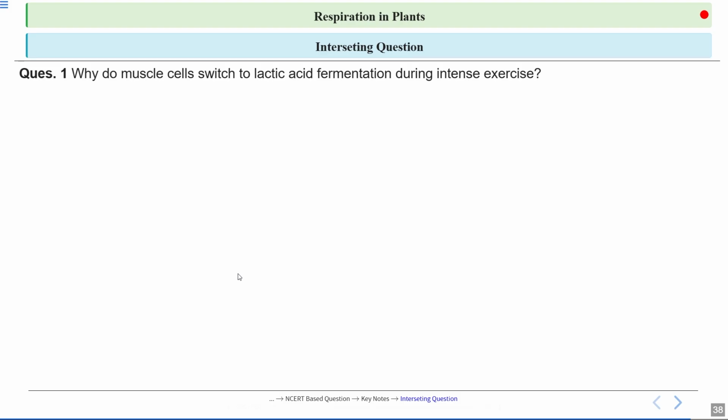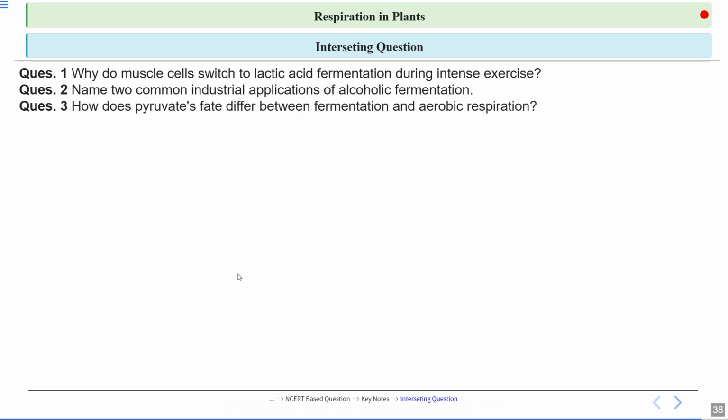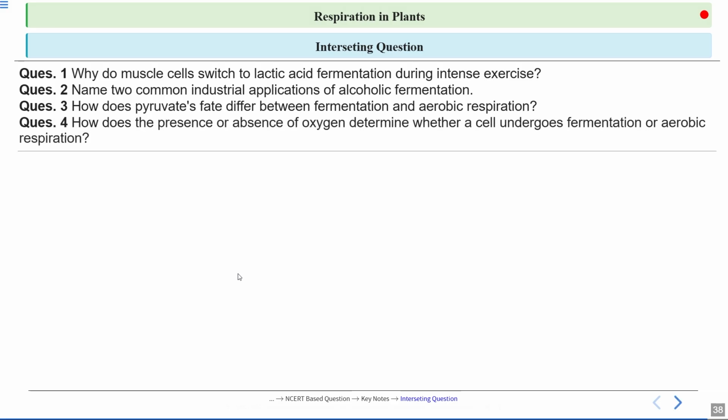Now let us look at some interesting questions. First, why do muscle cells switch to lactic acid fermentation during intense exercise? You can think about it. Second, you need to name 2 common industrial applications of alcoholic fermentation. Third, how does pyruvate's fate differ between fermentation and aerobic respiration? So you need to tell how different cells handle the pyruvic acid that is formed after glycolysis. And fourth question, how does the presence or absence of oxygen determine whether a cell undergoes fermentation or aerobic respiration?